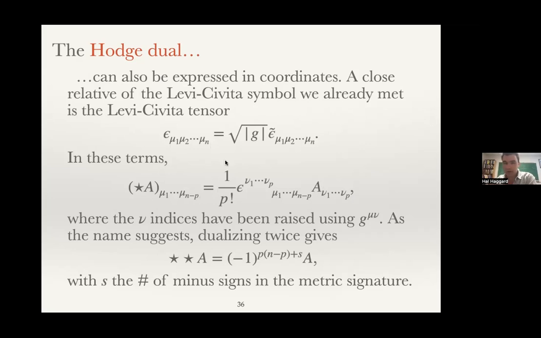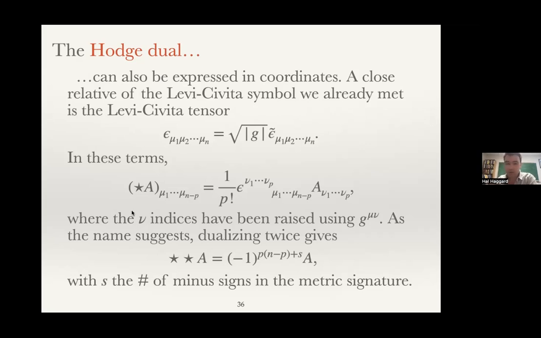Well, again, we just use the metric to raise the first p indices, and those are the ones we contract. So you can think of Hodge A as the kind of epsilon dualized A. That's the sense in it. Well, that description of it makes it kind of intuitive and maybe not too surprising that if you dualize again, maybe you'll get back to the same thing you started with.